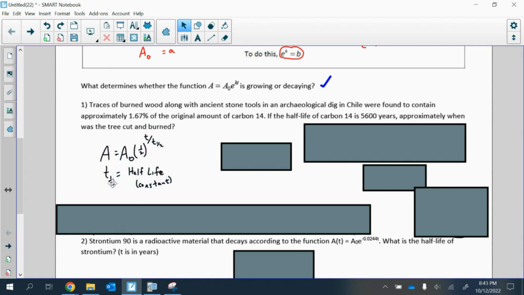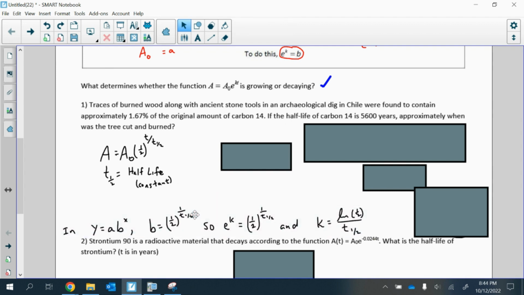So we would use this formula that we're pretty familiar with. The amount is equal to the initial amount times 1/2 to the t over however long the half-life is. And the reason for that is if the half-life is, for example, 5,600 years, if I plug in t equals 5,600, that would mean exactly half of this goes away, right? Because I'm multiplying the initial amount by 1/2.